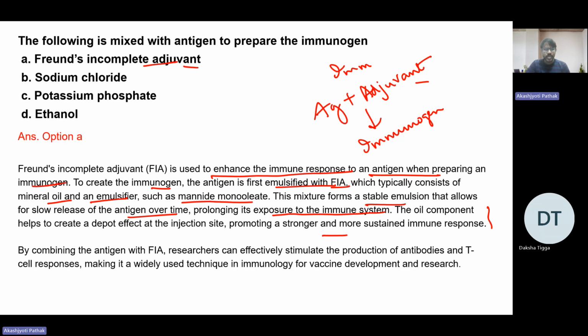So there are different adjuvants actually. By combining the antigen with Freund's incomplete adjuvant, researchers can effectively stimulate the production of antibodies and T cell responses, making it a widely used technique in immunology.